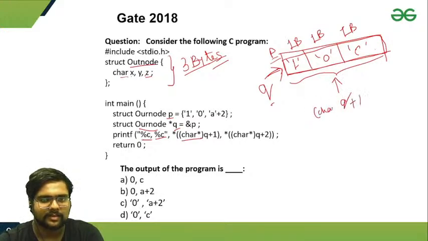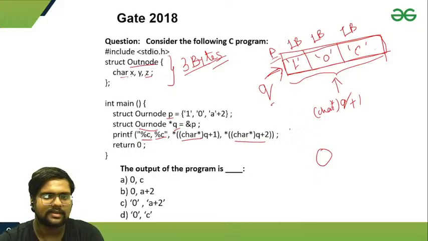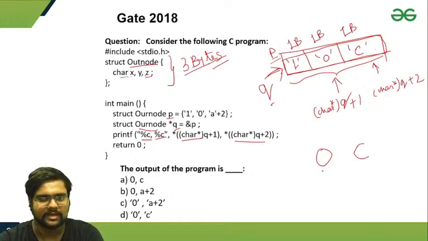So star of char star q plus 1 will be here, and the value at this node will be 0, so 0 will be printed. The single quotes will not be printed, because when we print a character the program does not print the quotes. And when we have char star q plus 2, it will point to this character c, so c will be printed. So our output will be 0, comma c.